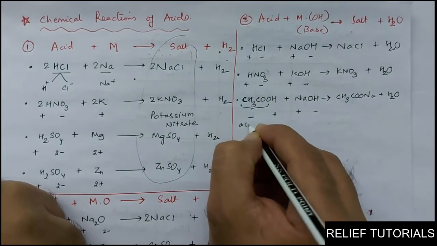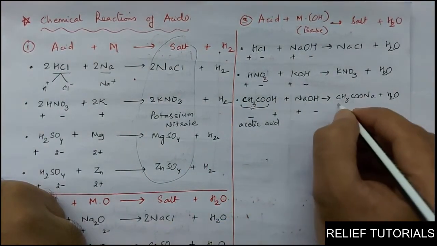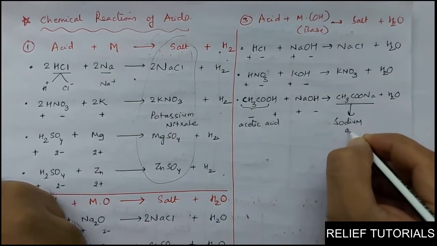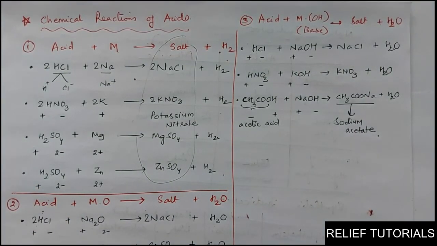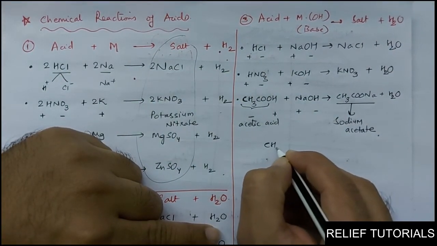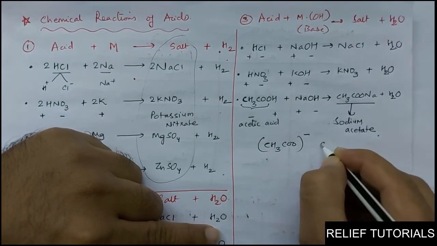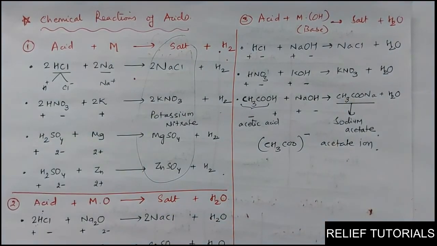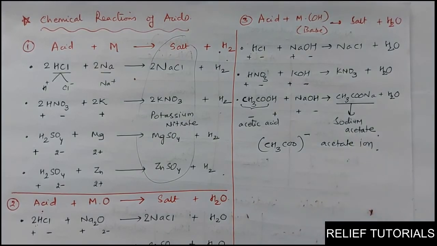This was acetic acid and this is the salt, sodium acetate. If you look at the list of ions I have given you, CH3COO 1 minus is the acetate ion. So here it is acetate and sodium. So sodium acetate is the name for this compound, which is salt.